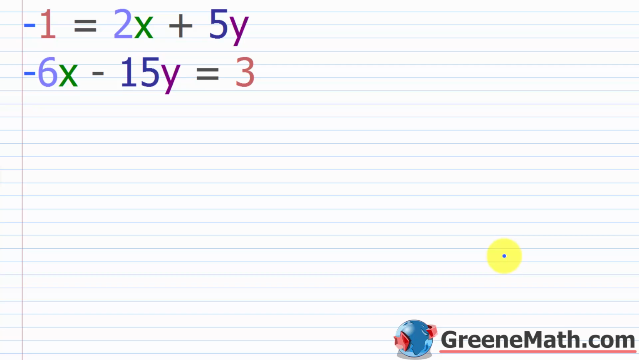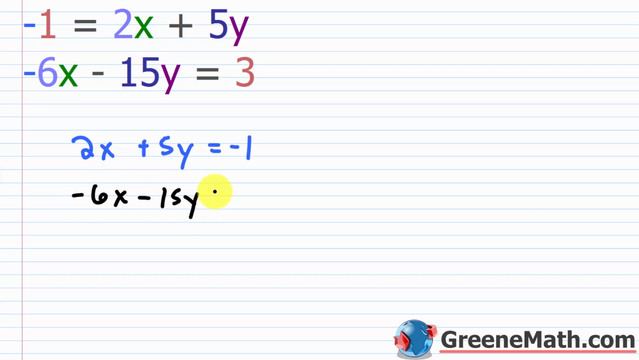And then in the next lesson, we'll look at some systems with 3 variables. So now we have negative 1 equals 2x plus 5y. So I just have to flip this. So 2x plus 5y equals negative 1. And then for this one, I have negative 6x minus 15y equals 3. So we're good to go at this point.